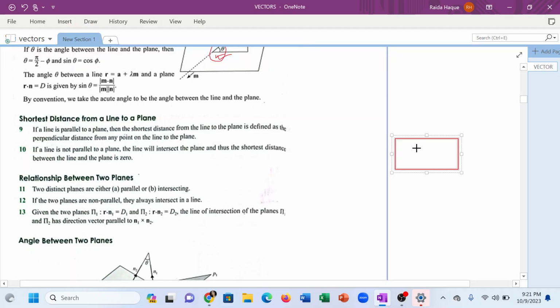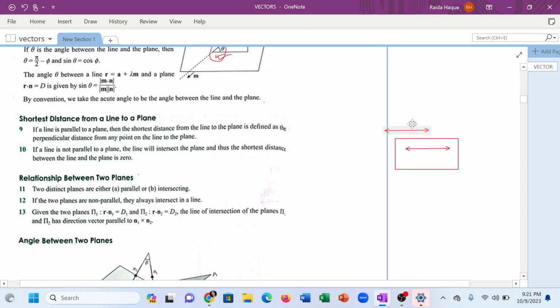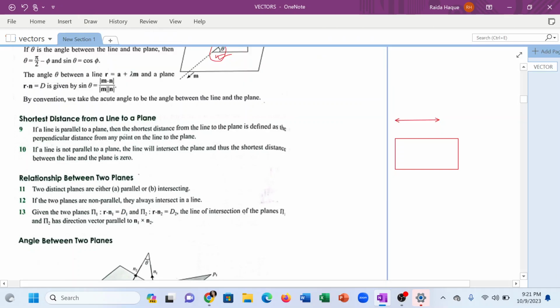One was that the line is contained within the plane. In that case, obviously the perpendicular distance is 0. However, let's say the line is still parallel but it is not contained within the plane. So the shortest distance will be this, right? The distance between the line and the plane, which has to be the perpendicular distance, obviously. So that is the shortest distance.